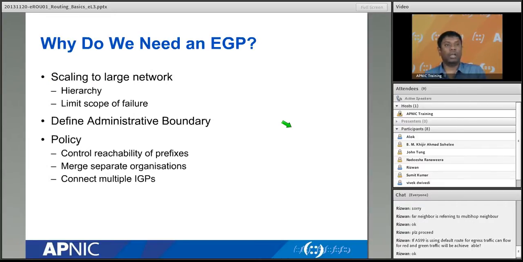Okay, so why do we need an EGP? As I said, to define the administrative boundary, to connect separate ASes. If we have multiple ASes connected among different networks, BGP is the right protocol to build paths and implement the policy. Using BGP policy, it is very easy and flexible to manipulate the attributes and influence the BGP best path selection criteria. BGP can implement whatever your business policy is.